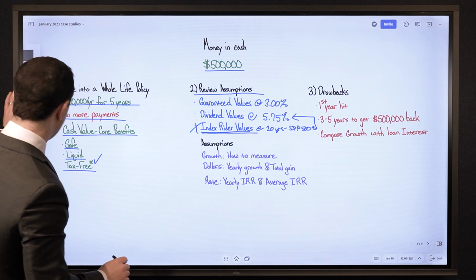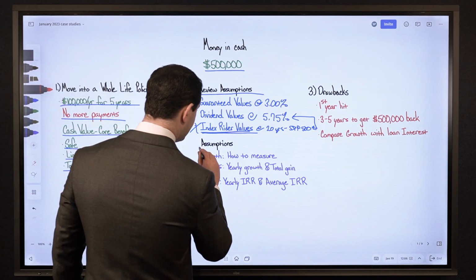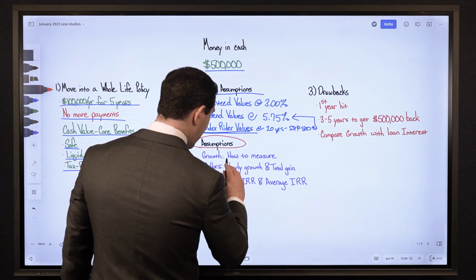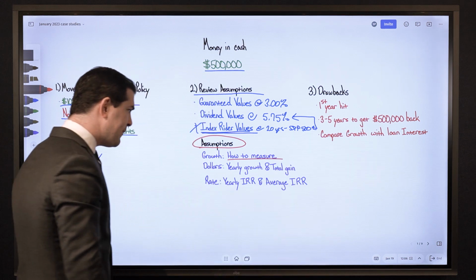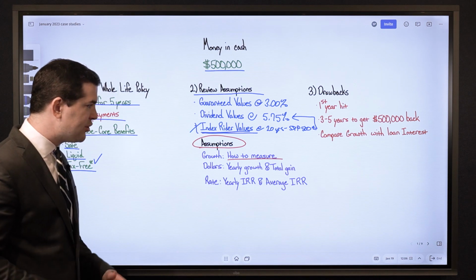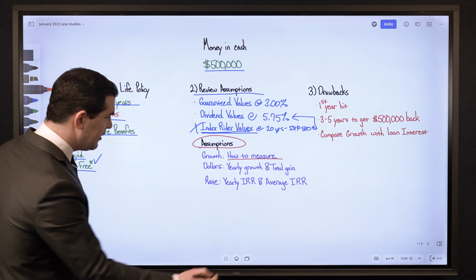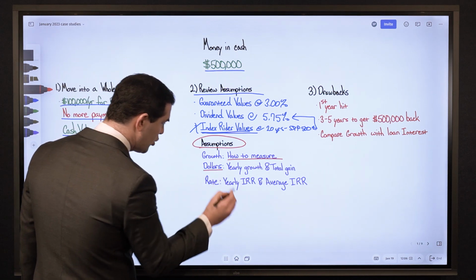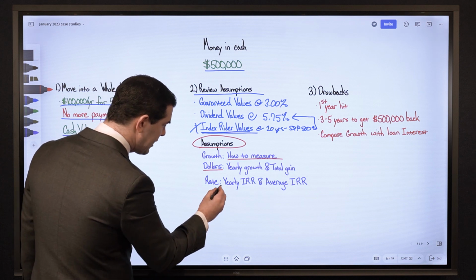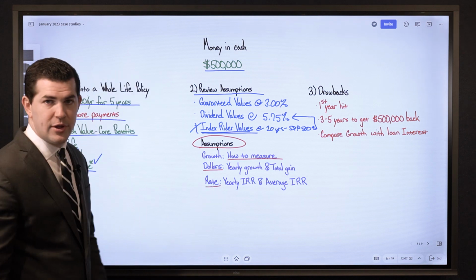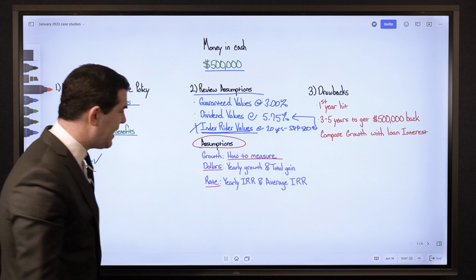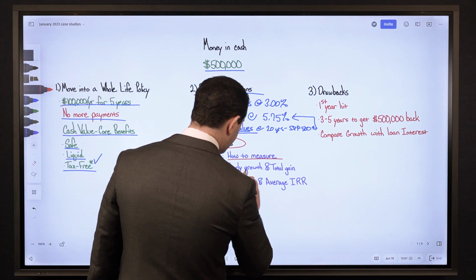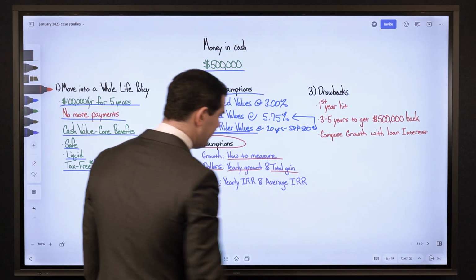Here's the main purpose of today's video though: assumptions, growth, how to measure it. So what a lot of people like to look at when it comes to the growth of a life insurance policy is there's two different ways to look at it or measure it. We can look at it in total dollars, or we can look at it based on the rate. So let's start with dollars. We can look at the yearly growth and then also the total gain.